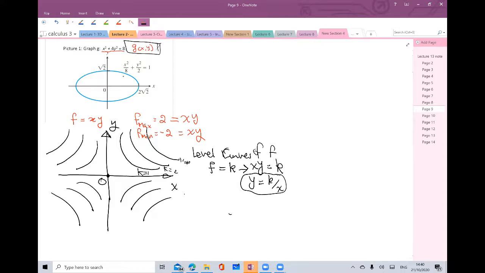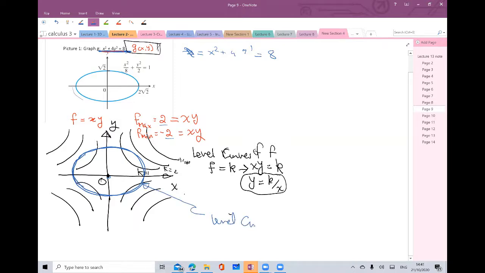Take this blue ellipse, put it here, and tell me where your maximum and minimum are. The maximum and minimum came out as 2 and negative 2. I'm going to draw the level curve of the ellipse. It's only one curve because it is fixed. It's an equality. It doesn't say z equals x squared plus 4y squared; here it equals 8. So I have just one level curve for g.